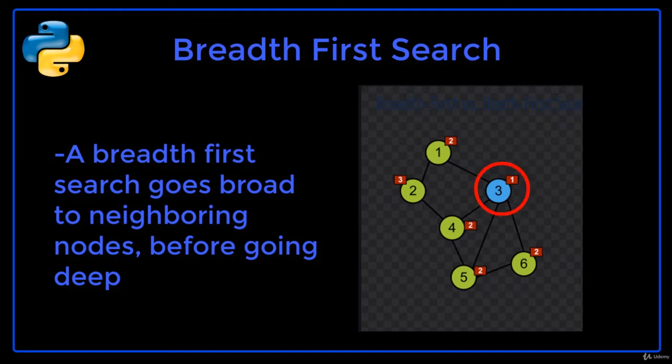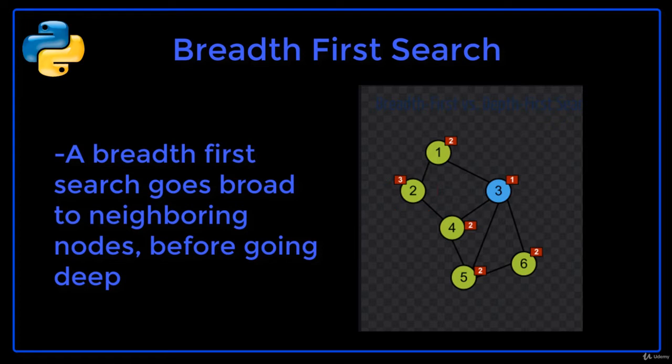Say we start at node 3. Then we would visit nodes 1, 4, 5, and 6 on the second pass, since each of these are neighbors of node 3. On the third pass, the algorithm would visit node 2, which is not a direct neighbor of node 3.